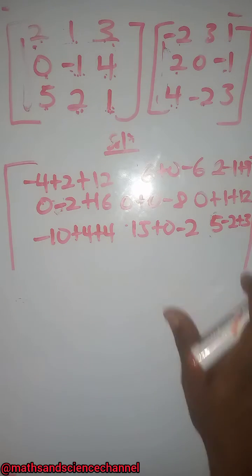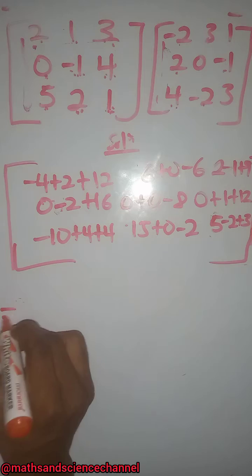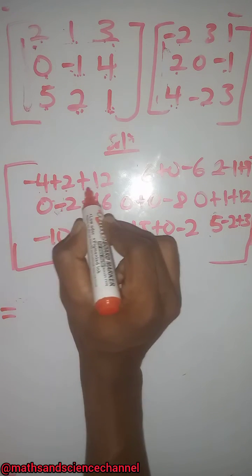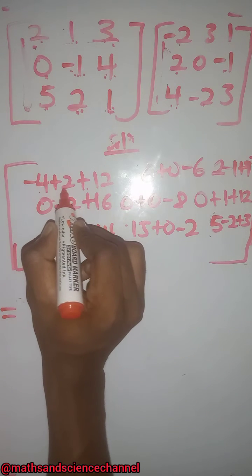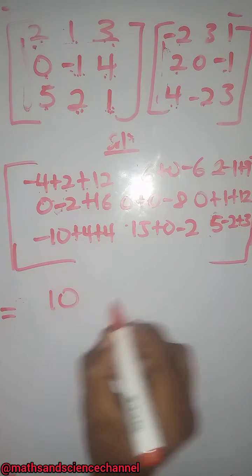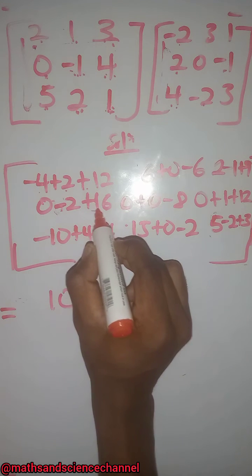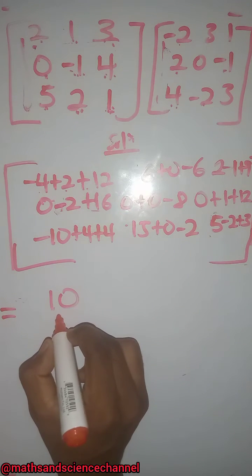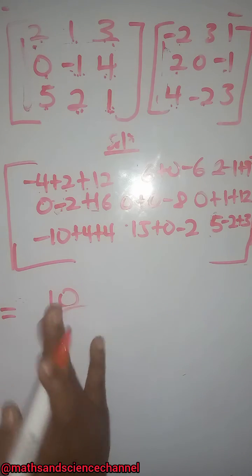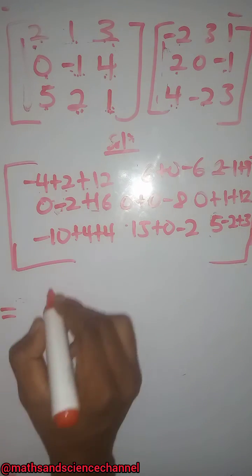So you can see that we have all of this to be the matrix now. So we are going to add them. So adding them, we have negative 4 plus 2 plus 12 here. Now negative 4 plus 2 gives me negative 2 plus 12 gives us 10. Now for this part, we have 0 minus 2 gives us negative 2 plus 16 gives me just positive 14.